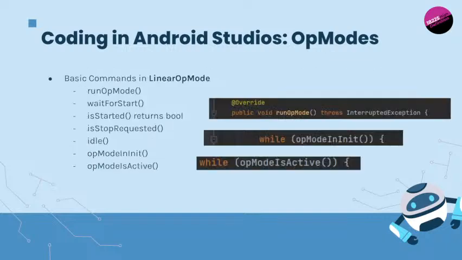Okay, this is just a brief overview. You don't have to remember this, because we'll be providing the slides at the end. Basically, the basic commands in an op mode include the runOpMode function, and then various other commands like waitForStart and opModeIsActive, which are used in the op mode. So that's the general structure of an op mode.